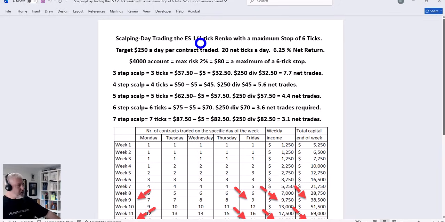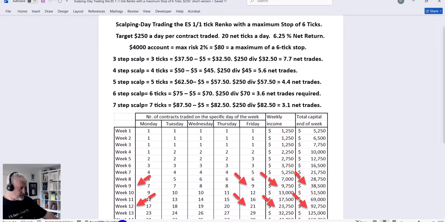But I want to show you this because we're going to be looking at the ES 1 tick Renko. You can only trade the 1 tick realistically during the after hours market, the Globex market. So forget during the New York hours, you're going to have to jump up to a 2 or a 4 tick. But anyway, $250 a day with a $4,000 account, 20 net ticks. Within 9 weeks we've got that 10 grand a week potential. Within 12 weeks, 20,000 a week.